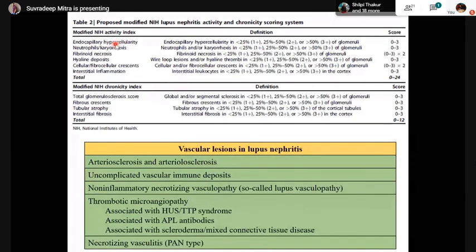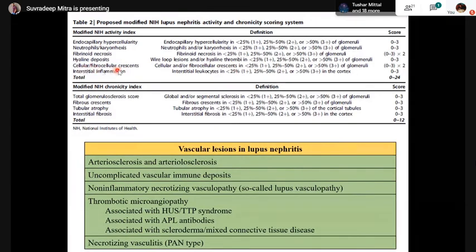In the activity index, we assess the endocapillary hypercellularity, neutrophils and karyorrhexis, fibrinoid necrosis, hyaline deposits in the form of wire loop and/or hyaline thrombi, cellular or fibrocellular crescent. Remember, the fibrous crescent is in the chronicity phase. Interstitial inflammation is also assessed along with that. And in the chronicity index, total glomerulosclerosis score, fibrous crescent, tubular atrophy, and interstitial fibrosis, the IFTA. So this score is given in a total of 24. This is given in a total of 12.